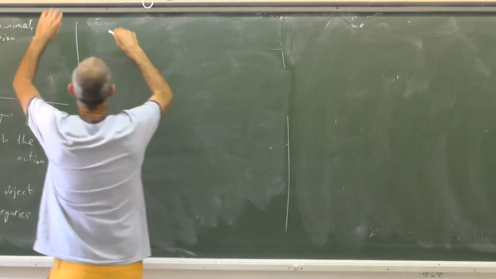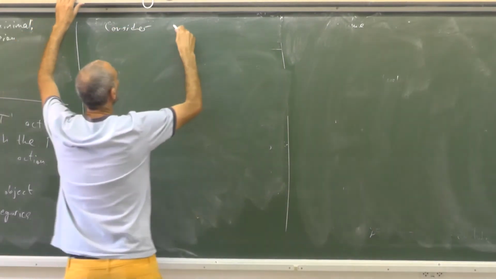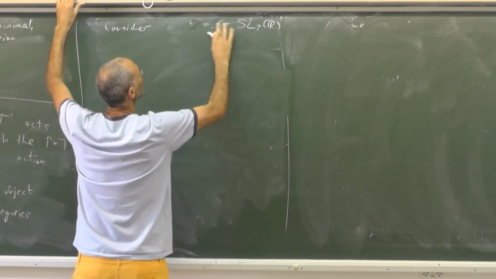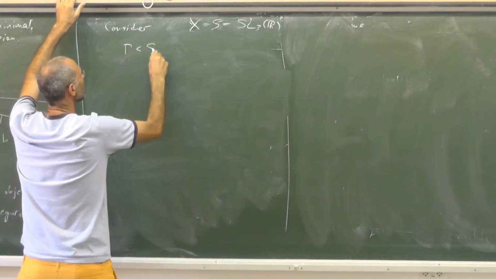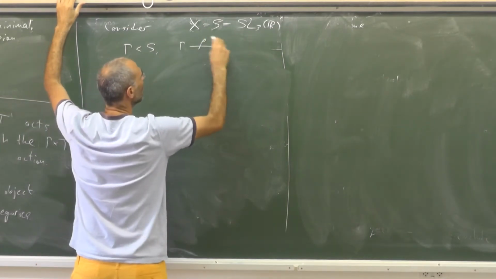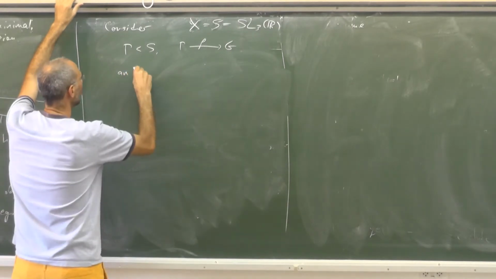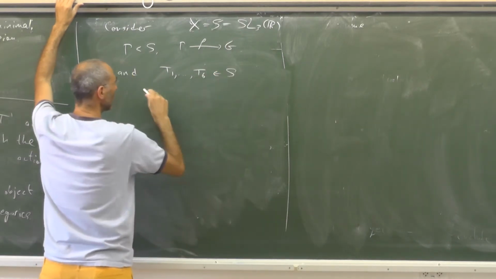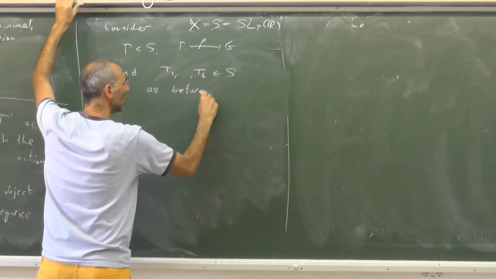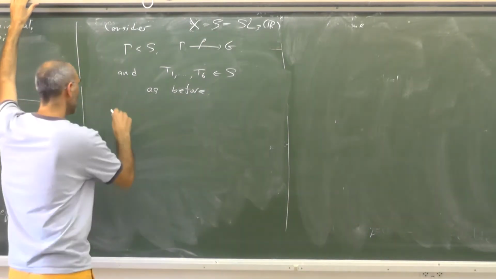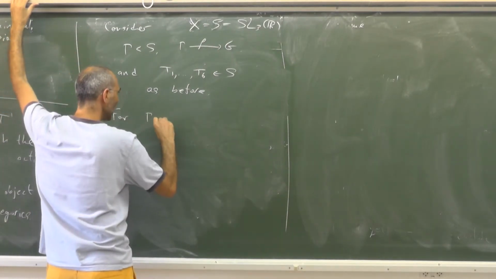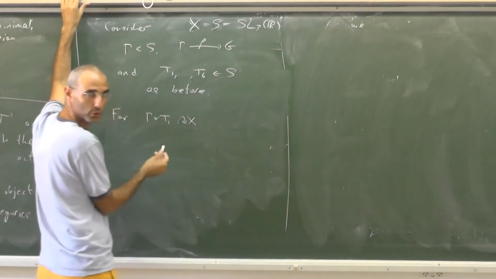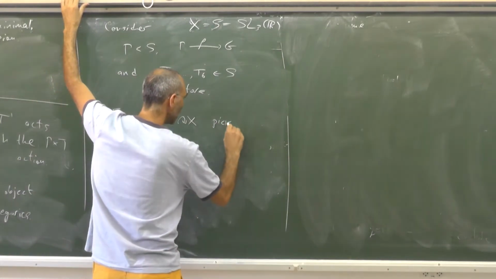Okay, so now we write down. Consider S. Gamma inside S is fixed, and T1 up to T6 inside S as before. So the gamma times T1, for the cardinal optimization of this thing, pick G mod.